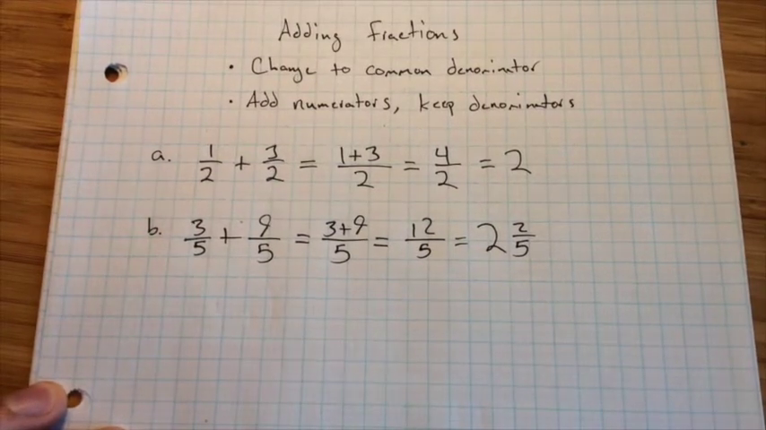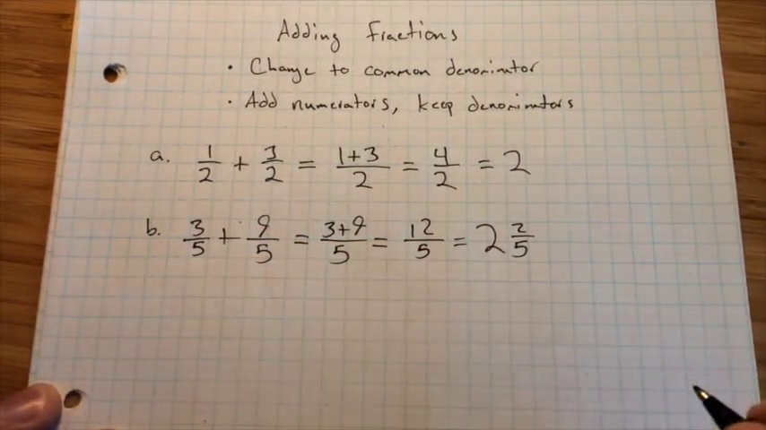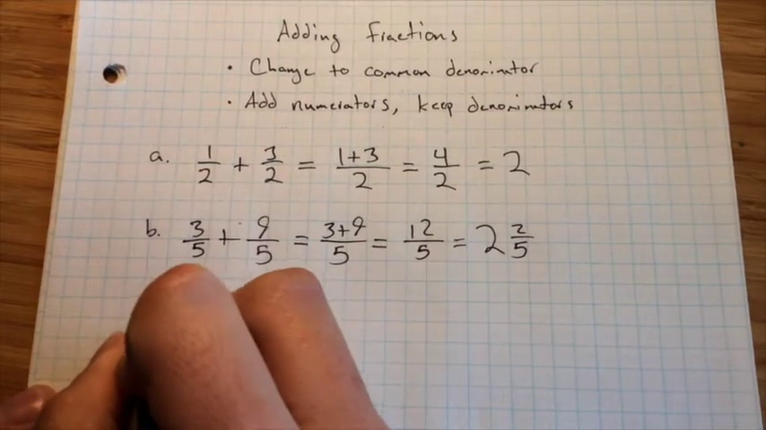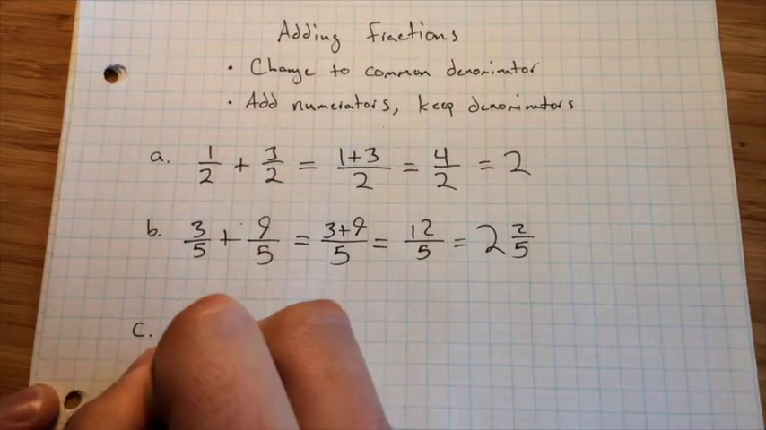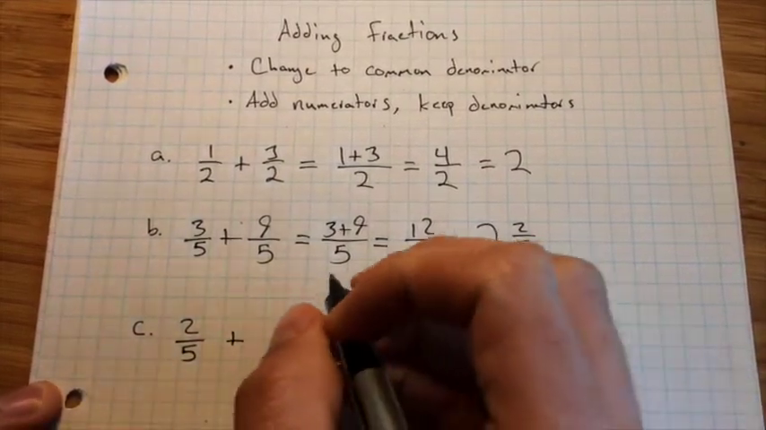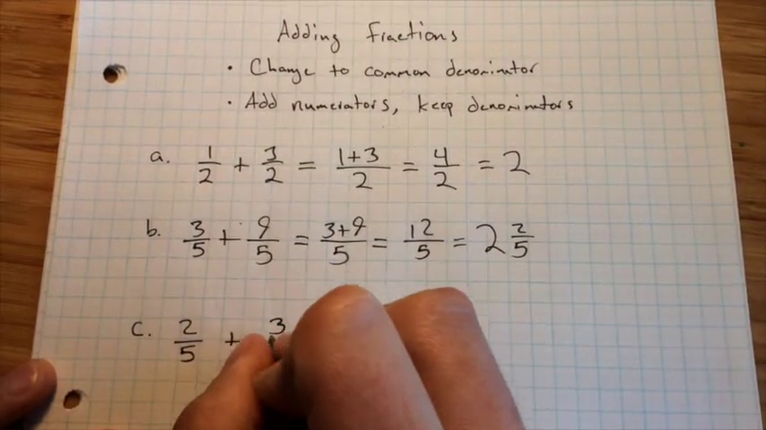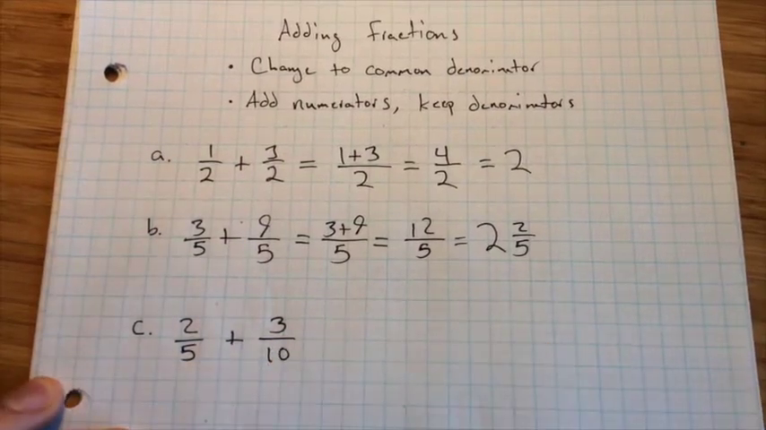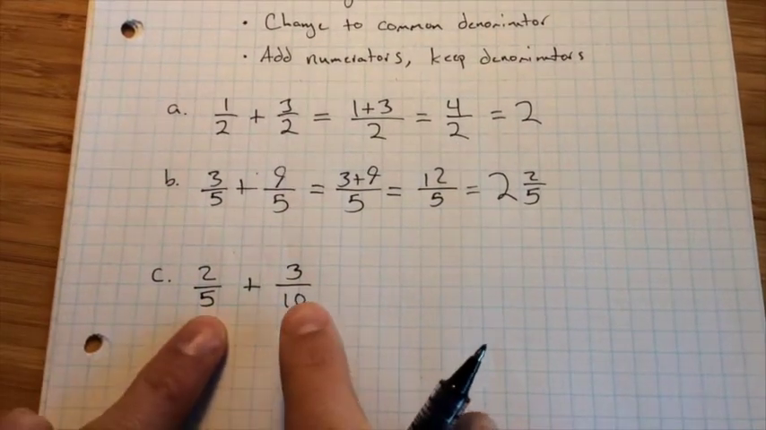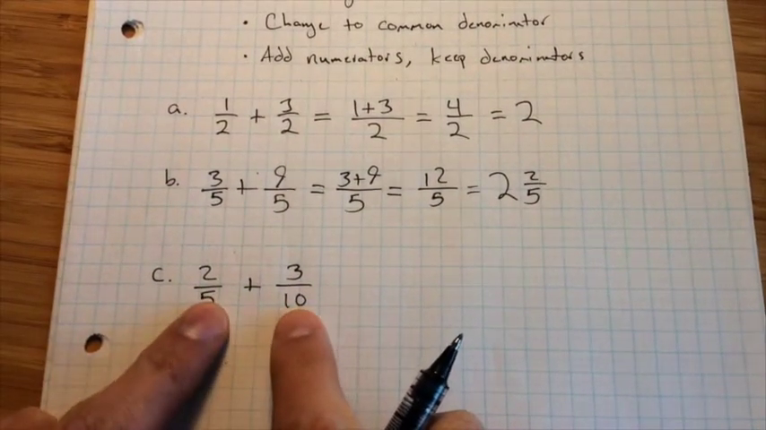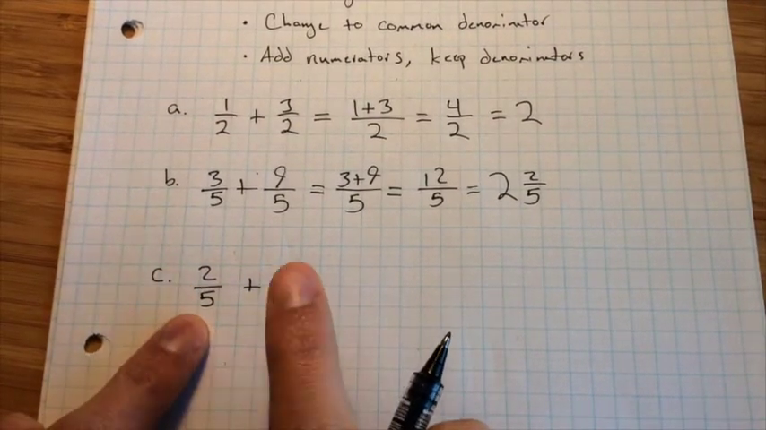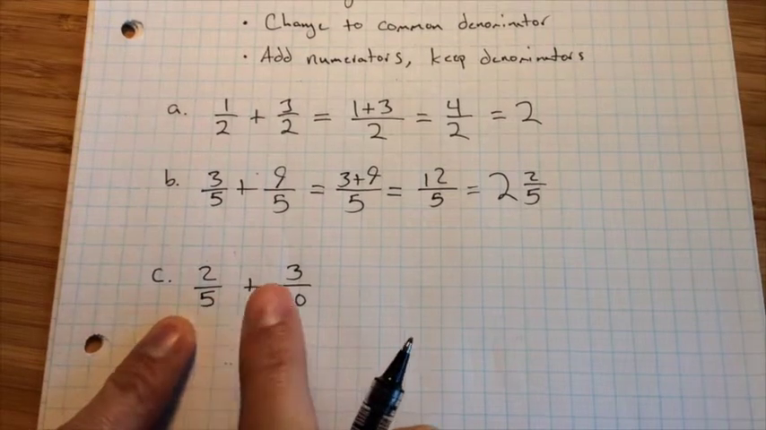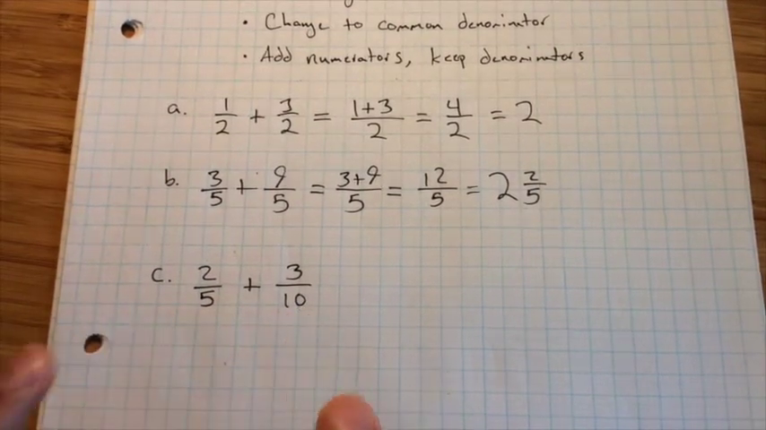All right. What if we don't have a common denominator? Let's see a couple here without a common denominator. If I have 2/5 and I'm adding that to 3/10, we need to find a common denominator. I'm looking for a number that these two denominators go into. So does 10 go into 5? No, but 5 goes into 10, so that's a common denominator.